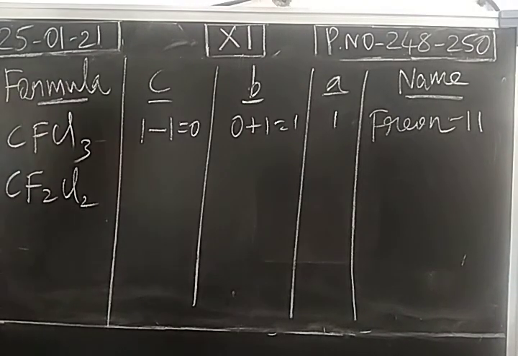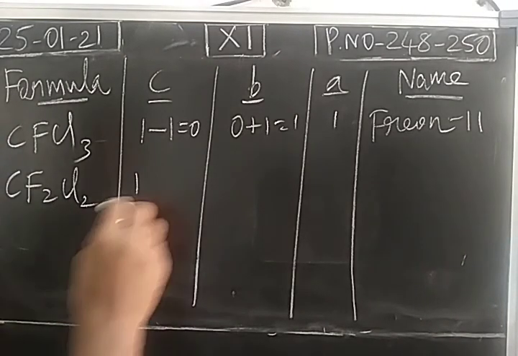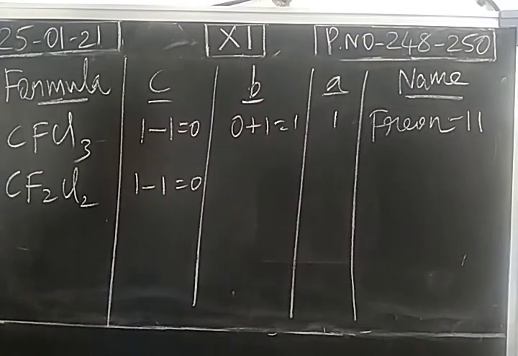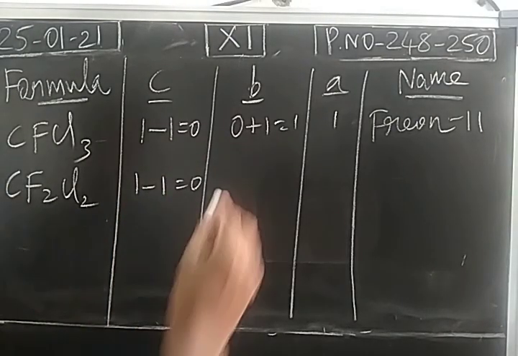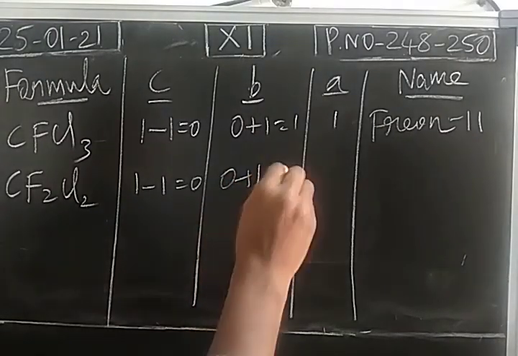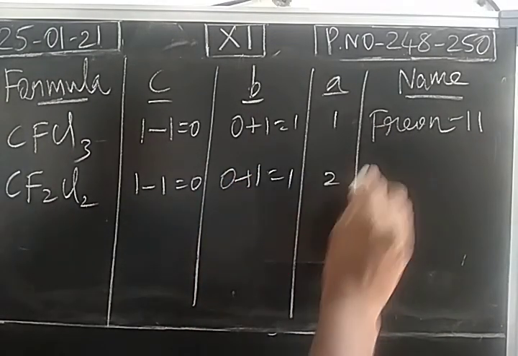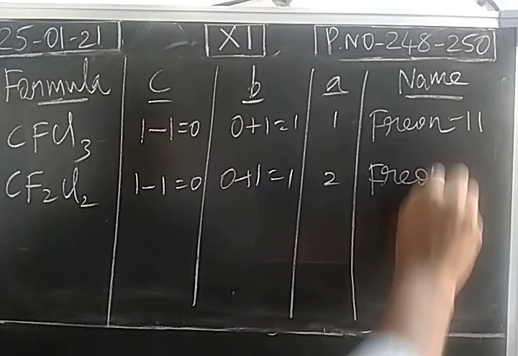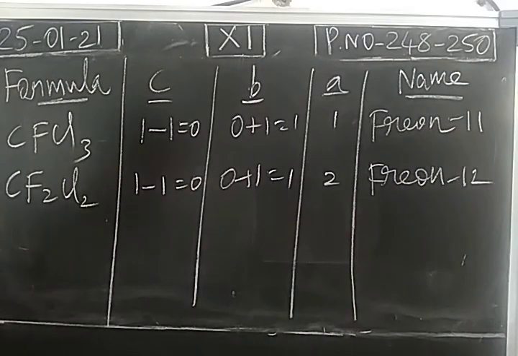Two hydrogen atoms are replaced by fluorine and the remaining two hydrogen atoms are replaced by chlorine. So we have only one carbon, 1 - 1 = 0. We have no hydrogen atoms, 0 + 1 = 1. There are two fluorine atoms, so its name is Freon 12.